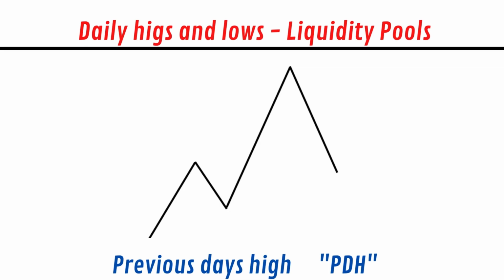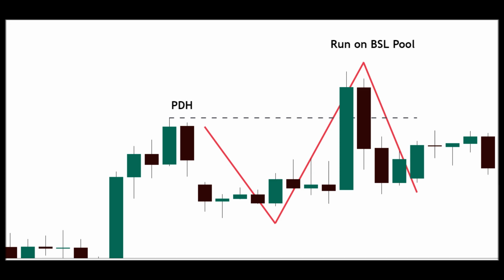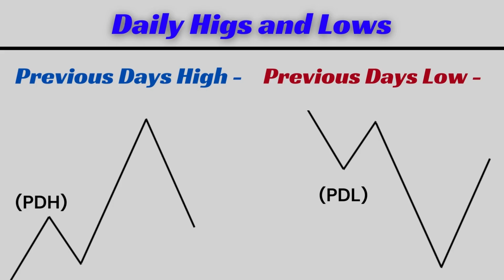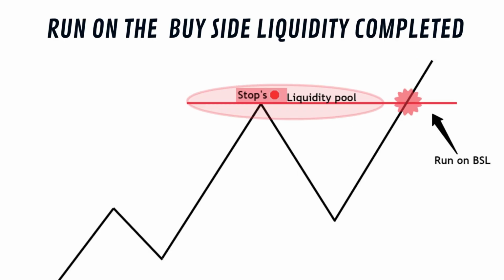PDH is an abbreviation for previous day's high, which a lot of times price will just run the previous day's high or low and then reverse. So PDL is previous day's low, PDH is previous day's high. As the price retraces and starts heading back up, we can be pretty certain that the draw on liquidity is the stops that are resting above that daily high. So after the run on the buy side liquidity and the stops resting above that daily high, we can expect a purge and reverse scenario.